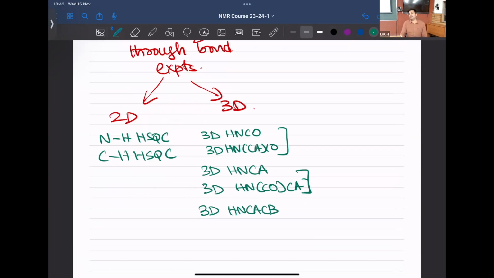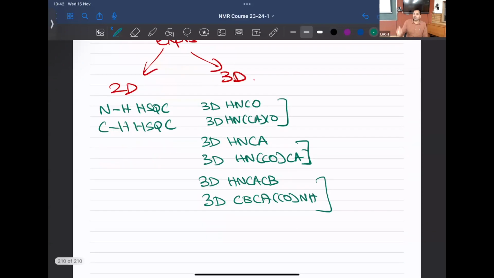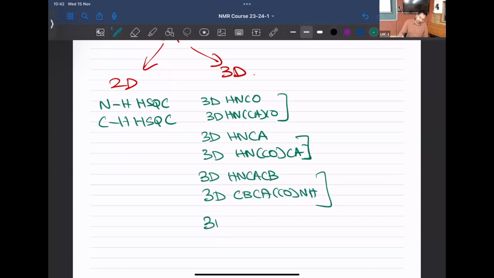In the unfortunate case where C prime and C alpha have overlap, we had other experiments, 3D HNCACB, which will correlate the C alpha and C beta to the amide proton and nitrogen for I and I-1. And then that can still be clubbed with the 3D CBCACONH experiment, which starts from the HA and HB and jumps to the amide nitrogen and proton. If that also doesn't make you happy, we could also acquire the 3D HBHA, which is an experiment that correlates the protons to the protons. So you can keep on building up more and more experiments to get as many chemical shifts.